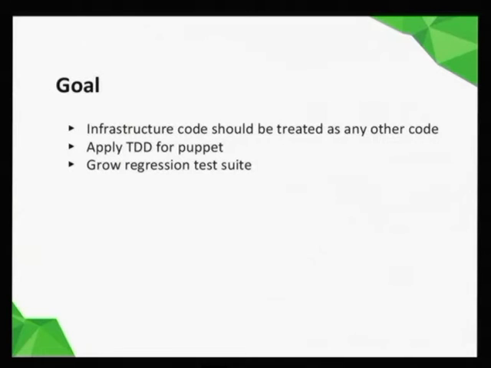So the goal: we strongly believe in Good Data that infrastructure code should be treated as any other development code, meaning that we're trying to apply best development practices there. For us, it means basically applying a test-driven development approach for Puppet code. And this way, we try to shoehorn in a process of a naturally growing regression test suite.